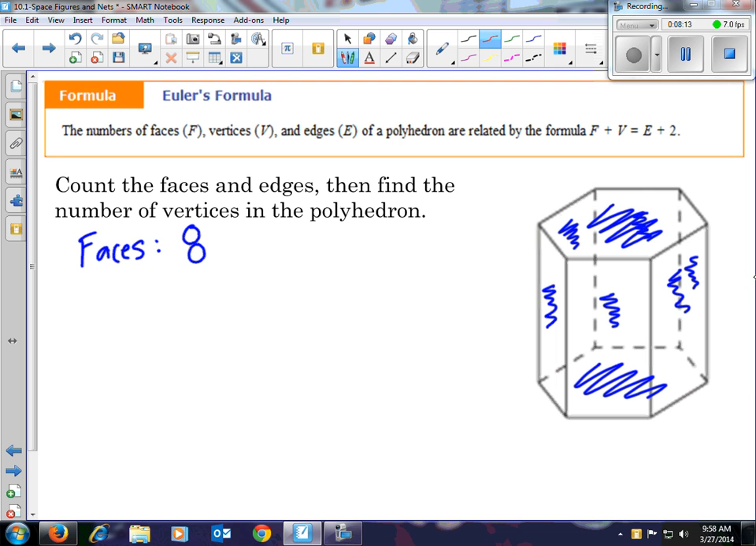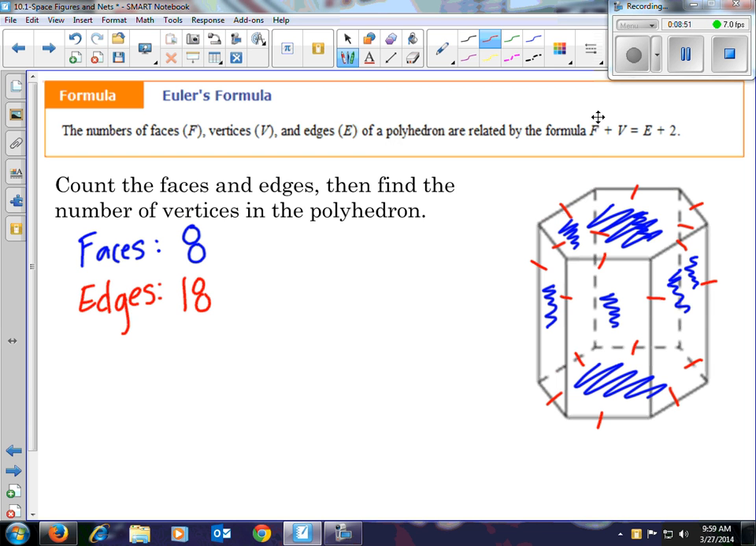So I'm going to change my color and say 1 edge, 2, 3, 4, 5, 6. And then I have 7, 8, 9, 10, 11, 12. So I've done all the top and all the way around. And then I have 13, 14, 15, 16, 17, 18. So I have 18 edges. So now I can use my formula to figure out how many vertices I have.